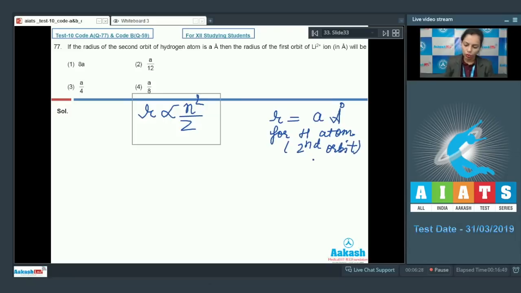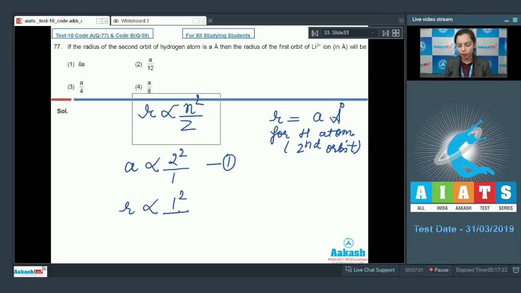This is given. Now we should know that this A is directly proportional to n square by z. For the second orbit, it becomes 2 square by z. The z value for hydrogen is 1, the atomic number. This is the first equation. The second equation is the radius for the first orbit of lithium ion: n square is 1 square divided by z for lithium, that's 3. Equation 2. Now just divide equation 2 by 1.